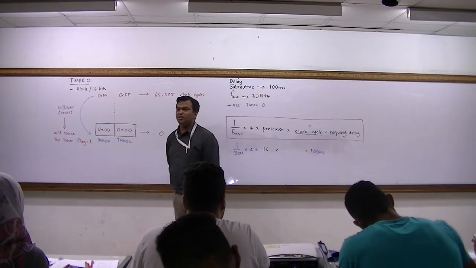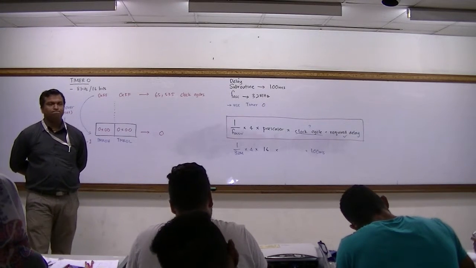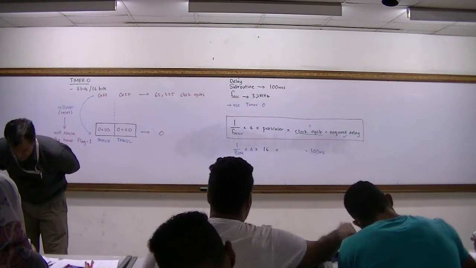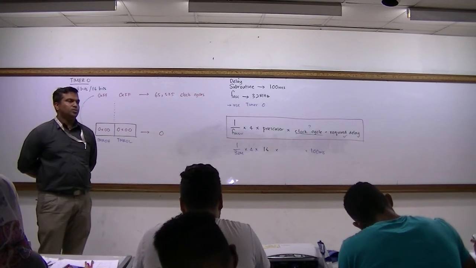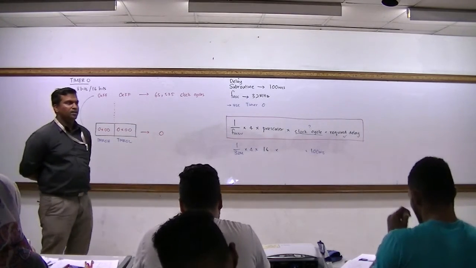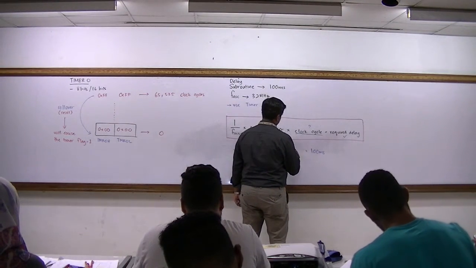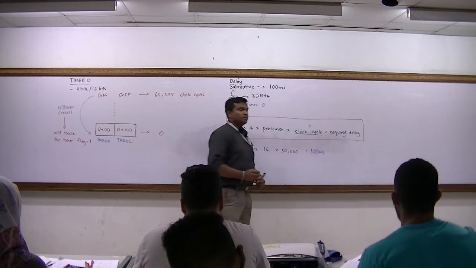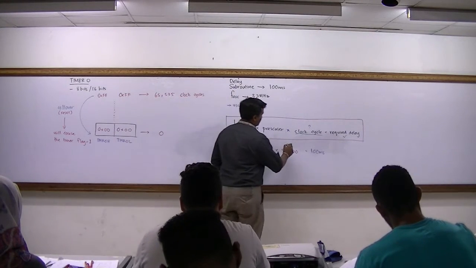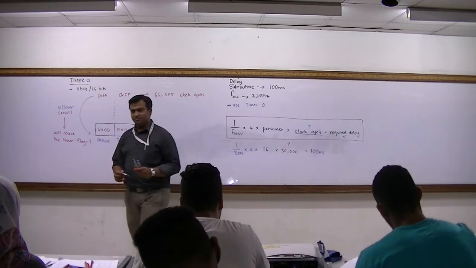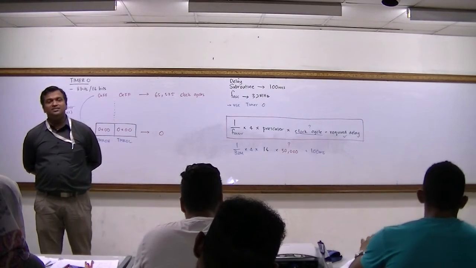Everyone use a calculator, so same thing you have to do. If you don't do it now, I will have to calculate every next time. So the next question, is this a valid clock cycle? Why? Yes, because it's less than 65,535.